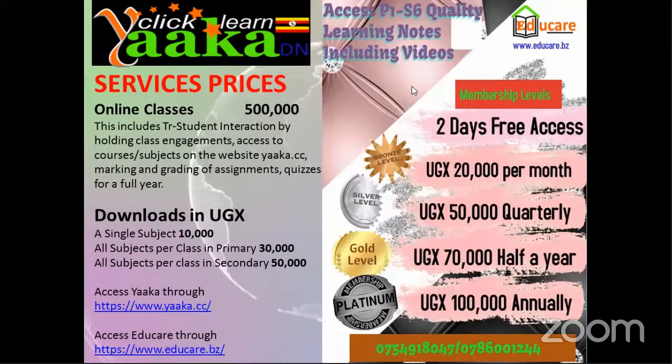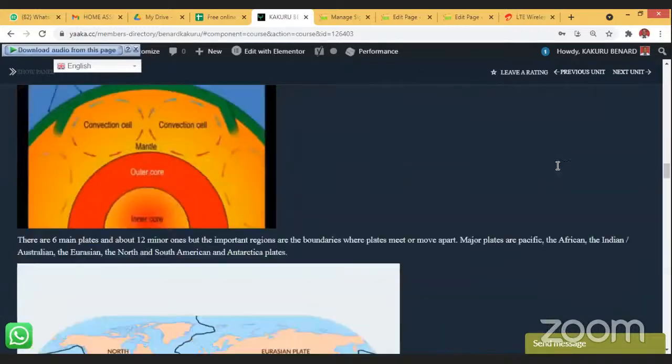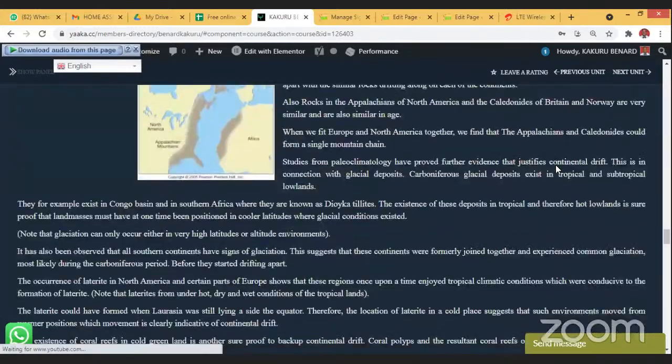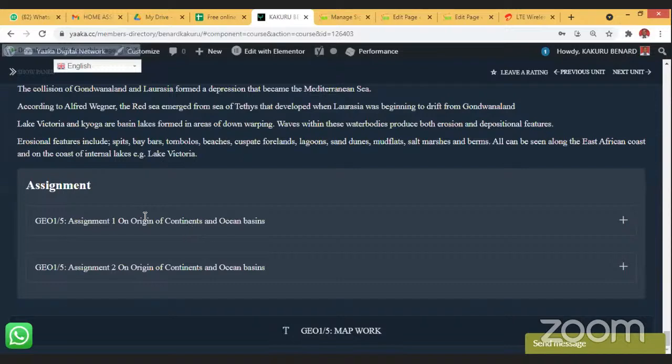We are using WhatsApp because you don't know how to use the other website and you are not members of that website. Everything is done well on the website when you are subscribed. For example, let me go back to that website. You saw this. Now, when you finish this topic about the origin of continents and ocean basins, at the end of it all, you find assignments. For example, there is assignment 1. Can you see my screen? Is my screen clear?